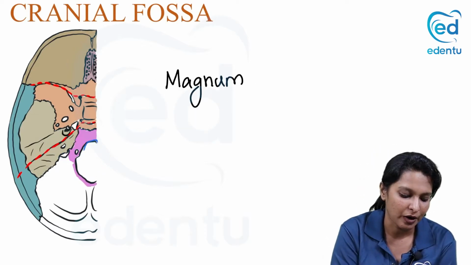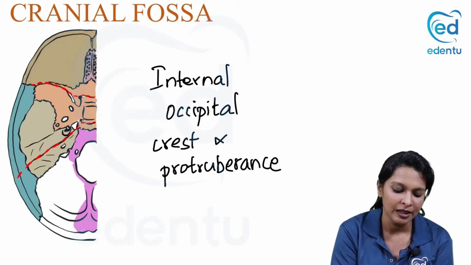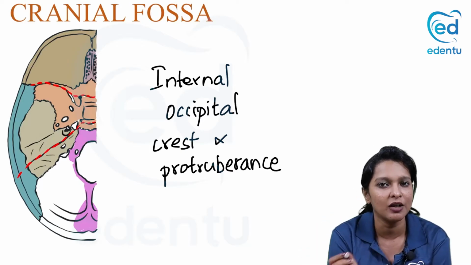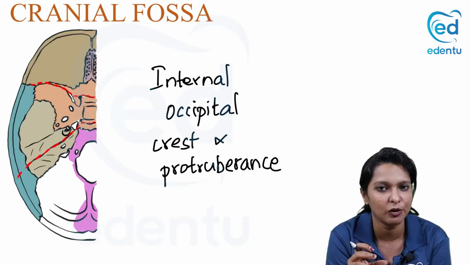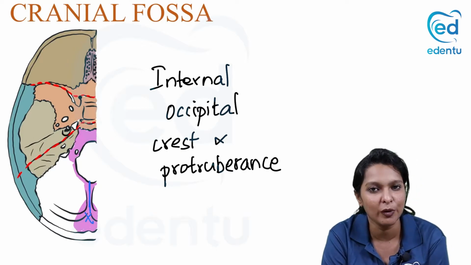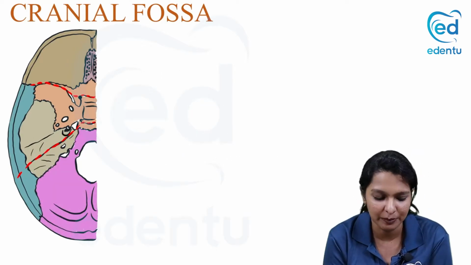So this is the foramen magnum. And here you can see, corresponding to the external occipital protuberance and crest, on the inner aspect also there is a protuberance and crest. So this is the internal occipital crest and internal occipital protuberance. And then we have the squamous part of the occipital bone.